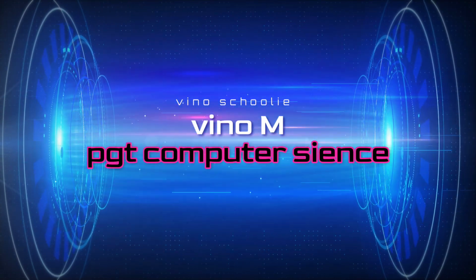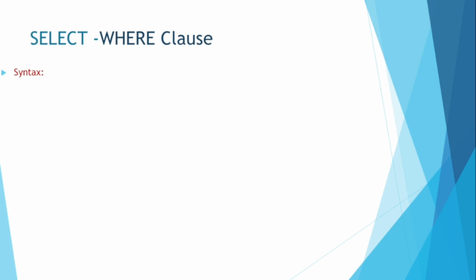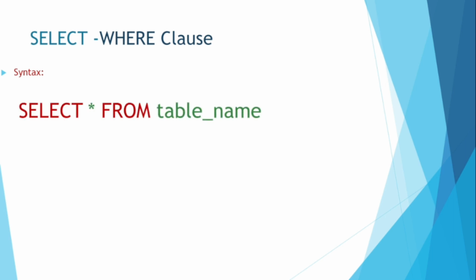You are watching VS. In this session, we are going to discuss the WHERE clause. For that, first we are going to give the SELECT command, SELECT * FROM table name. Then we are going to use the WHERE clause. If we are using the WHERE clause, we should have some conditions. By using these conditions, we are going to filter records in a particular selected table.